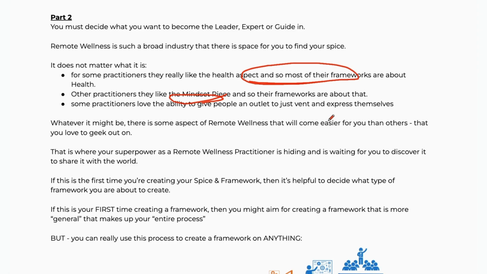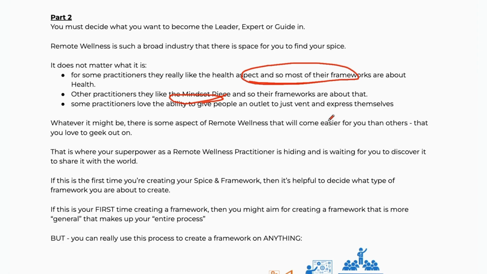They love the connection to something greater piece of it. They love the wealth piece of it, right? Whatever it might be, there is a space for you to be able to decide to create a framework in some area of remote wellness, right? There is somewhere in remote wellness a superpower that is yours, that is hiding for you to go out there and discover and actually put out into the world, okay?